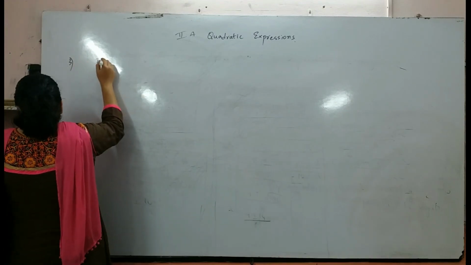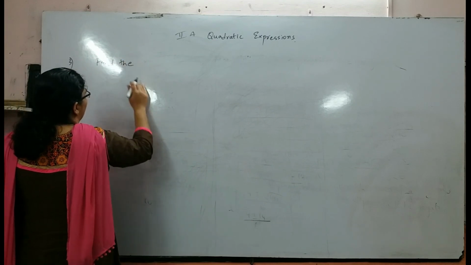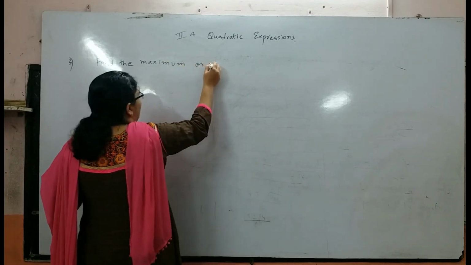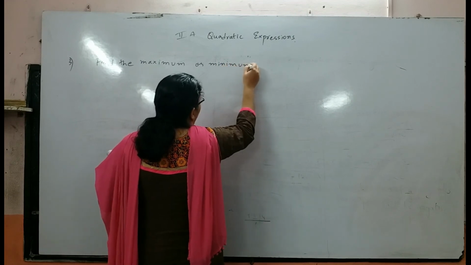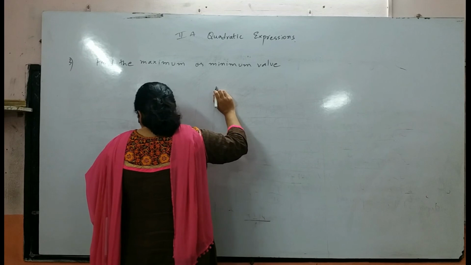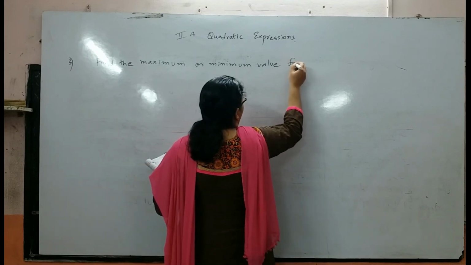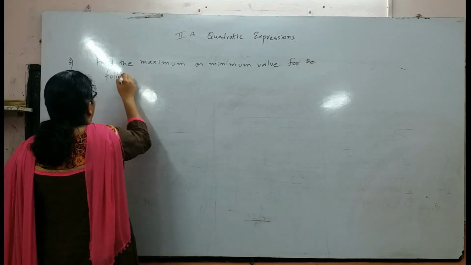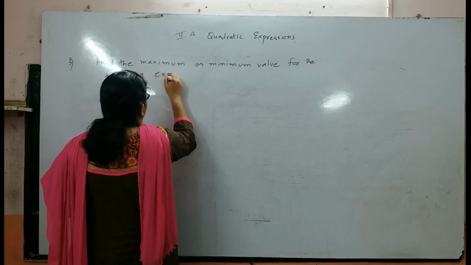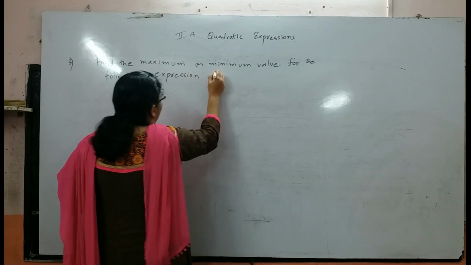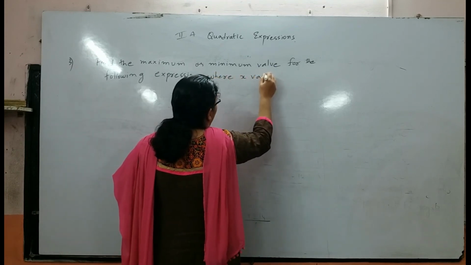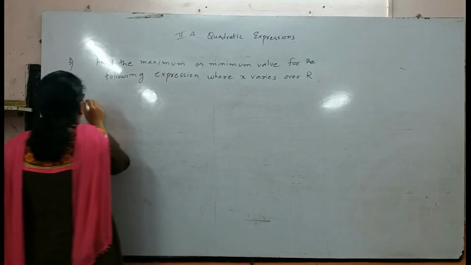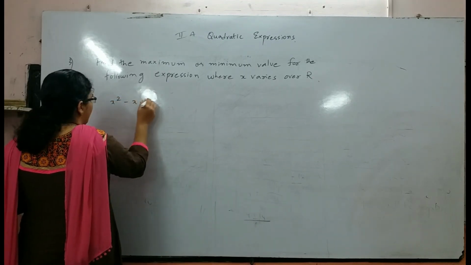Third question. Find the maximum or minimum value for the following expression where x varies over R. First one, x square minus x plus 7.